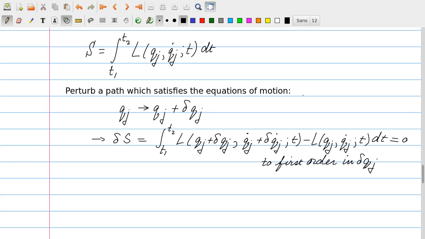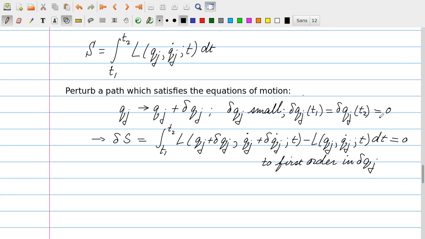And now I need to be a bit more specific, because we cannot use any perturbation. First of all, the delta Qj's should be small, obviously, but there is an additional requirement, and that is the delta Qj's should be 0 at the initial time t1, and also at the final time. And what this means is that all the paths I want to consider are paths which have the same starting and the same end point. So I can perturb a path, but I cannot change its initial and its final point.